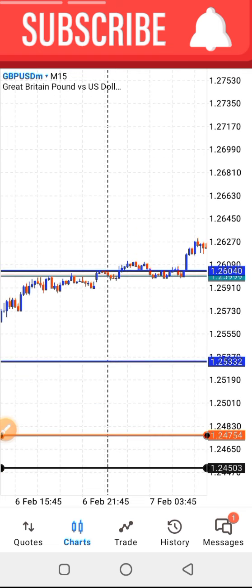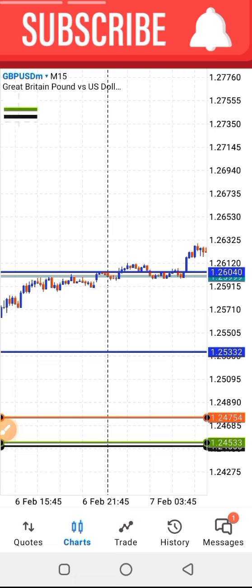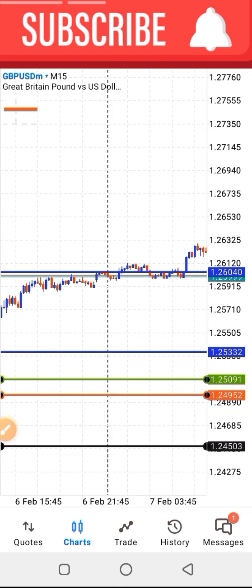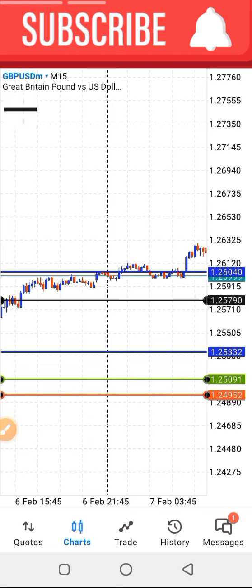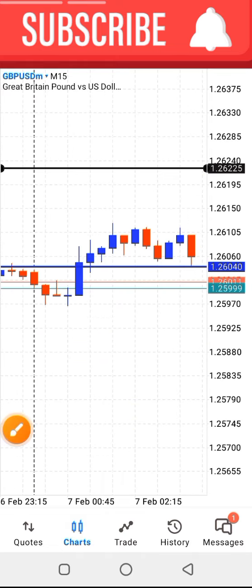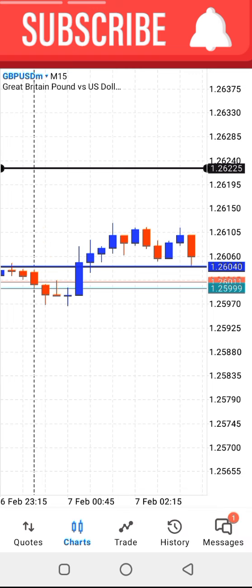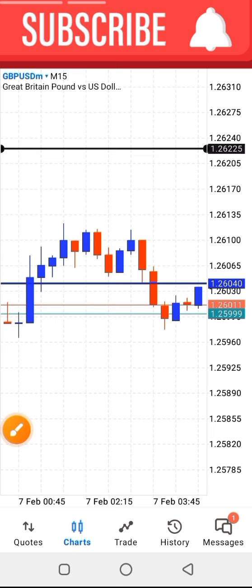Where are these lines? Let me move them up a bit. Okay, so let me zoom in. This is the candle that broke the level. So I have to wait for another candle to come and retest it, but not just retest, the wick or the body has to pass that level again. Let me move this to the left a bit so you see what I'm saying.